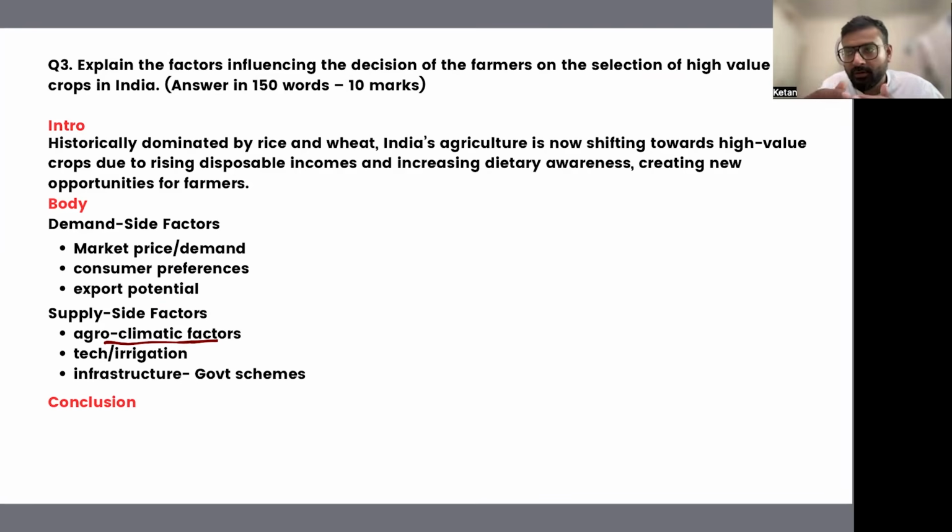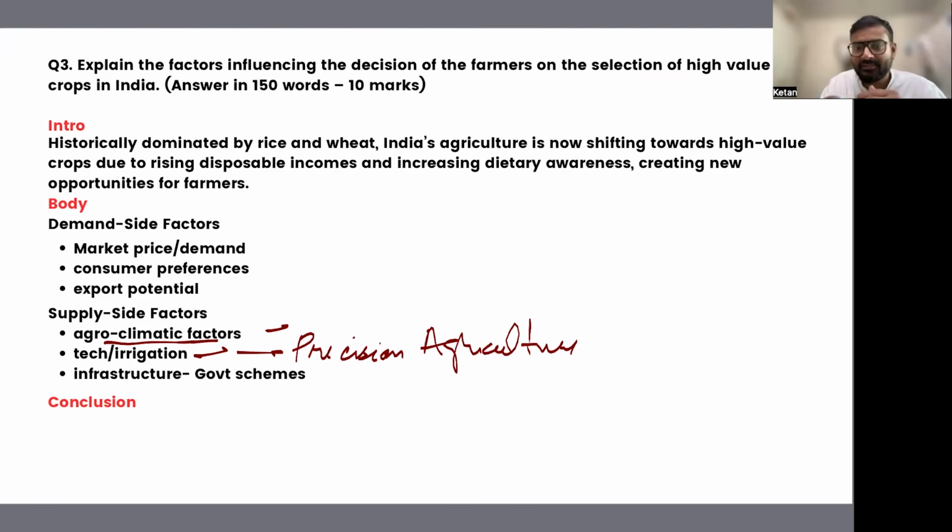You can also talk about floriculture. Floriculture was discussed in the economic survey at length. So that is also a high value crop with high export potential. So you can talk about that. Then you can talk about availability of technology. With availability of technology and irrigation facilities, particularly micro irrigation like drip irrigation or sprinkler irrigation, farmers can do precision agriculture, right? And precision agriculture is very important for growing of high value crops.